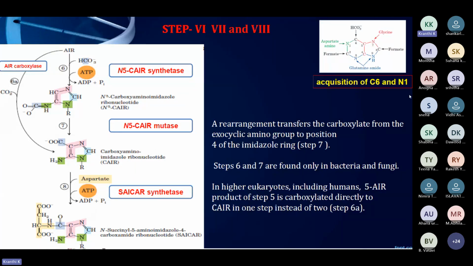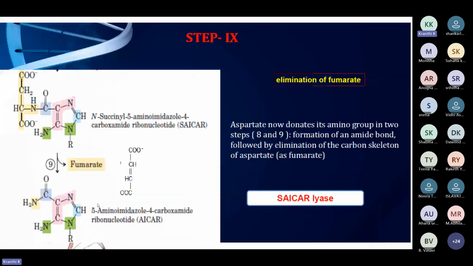Then later in this stage, what is happening? Acquisition of C6 and N1. C6 means here you can see this one, bicarbonate, and N1 also. These two got added here. Then this will be deleted: the elimination of fumarate. So this is called the fumarate.